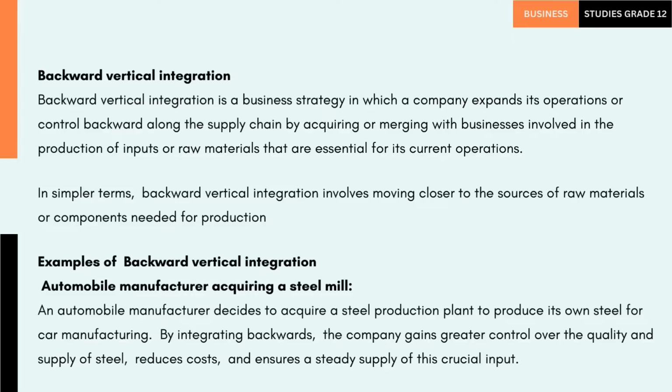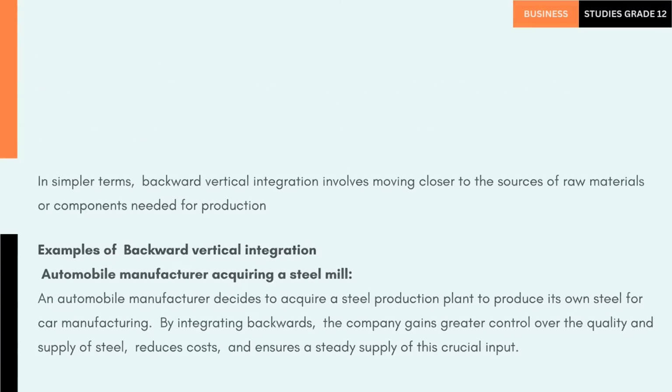1. Automobile manufacturer acquiring a steel mill. An automobile manufacturer decides to acquire a steel production plant to produce its own steel for car manufacturing. By integrating backwards, the company gains greater control over the quality and supply of steel, reduces costs, and ensures a steady supply of this crucial input.